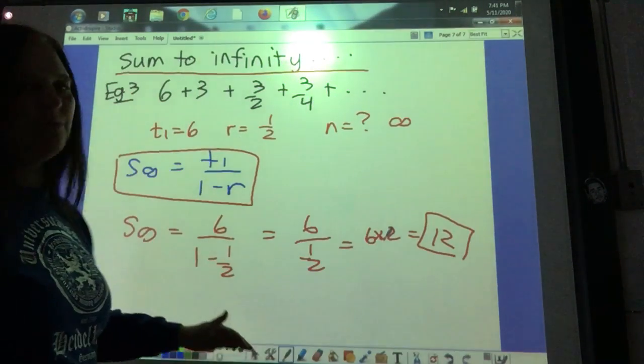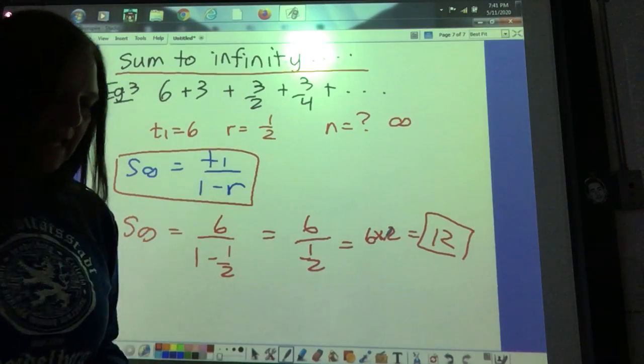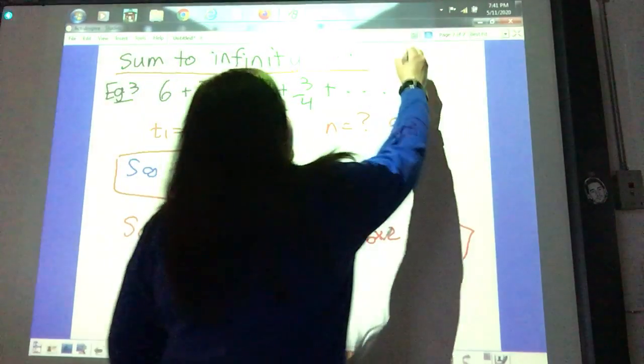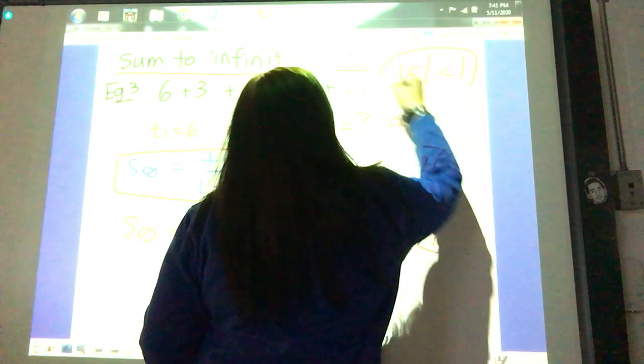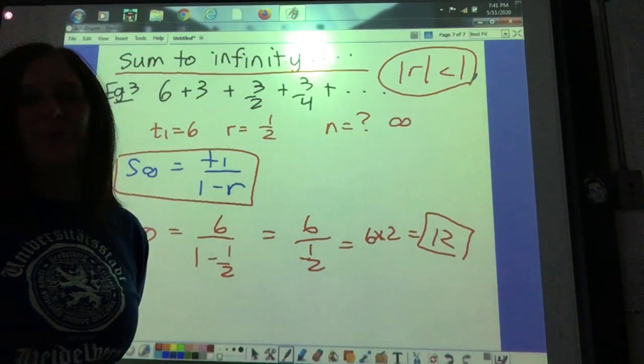So that's a nice one to end with, but again, this formula only works when your R value is less than 1. So it does state that on your formula sheet. You can only do sum to infinity for converging series. And there you go, that's the pre-cal course.